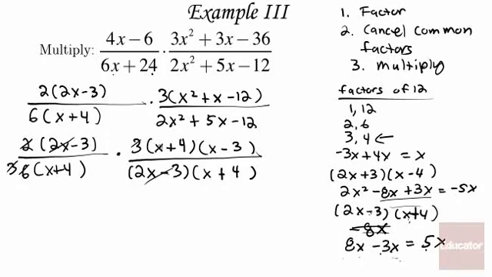X plus 4, common factor. And that's it. These two, no common factor. So after all that, I end up with x minus 3 divided by x plus 4. Factored first. That was the hardest step in this problem. Then cancel out common factors. And then multiply. And all I had left is x minus 3 divided by x plus 4.